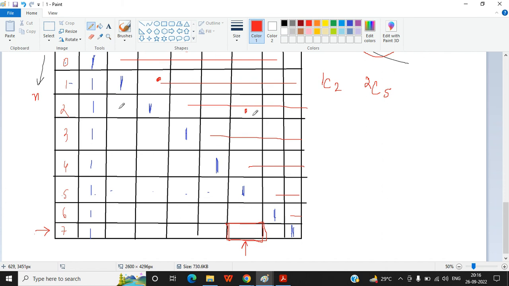You have to populate this thing. How to populate this thing? You just go to the above row, add these two elements and put the result over there. I'm first showing you the concept. After that, I will show you the formula.